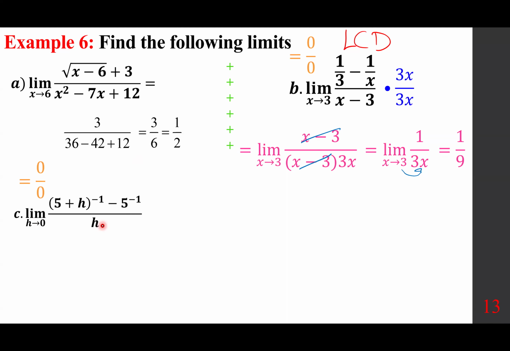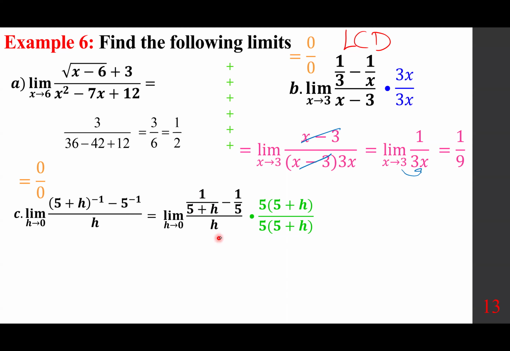So what is the technique? When you raise something to the power of negative, you can flip it over and make it the power of positive. So this is 1 over 5 plus h, this is 1 over 5. We go back to this concept, complex fraction. And of course, if you plug in, it gives you 0 over 0. The same technique that we used here, LCD. The LCD would be 5 times 5 plus h, so you multiply and divide by it. That means you multiply everything by 5 times 5 plus h.